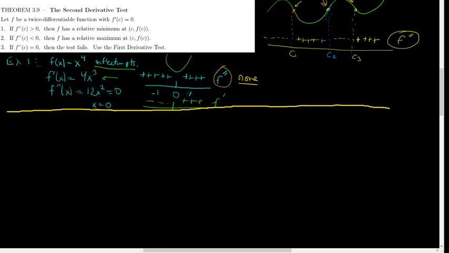Actually, but before I do the example, let's just say what the second derivative test is, right? So you have a function that's twice differentiable. It means you need the second derivative, whose first derivative is 0, right? So C is a critical number now.